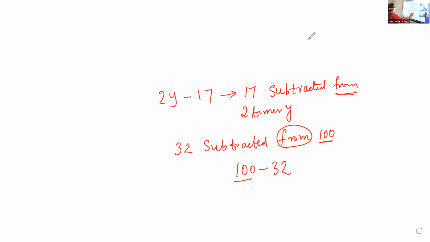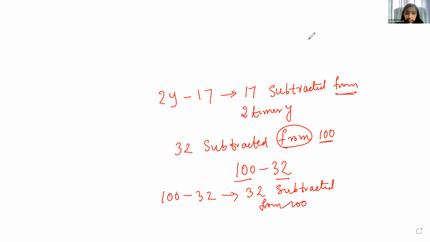Then what comes? Yes, 32. So if I'm saying 100 minus 32, how can you write it in a statement? Is it 100 subtracted from 32? No, 32 subtracted from 100. Okay, ma'am, I understood it now. But here it's 2y minus 17, right? Yes, 2y minus 17. So what comes next? 17, subtracted from 2 times y.